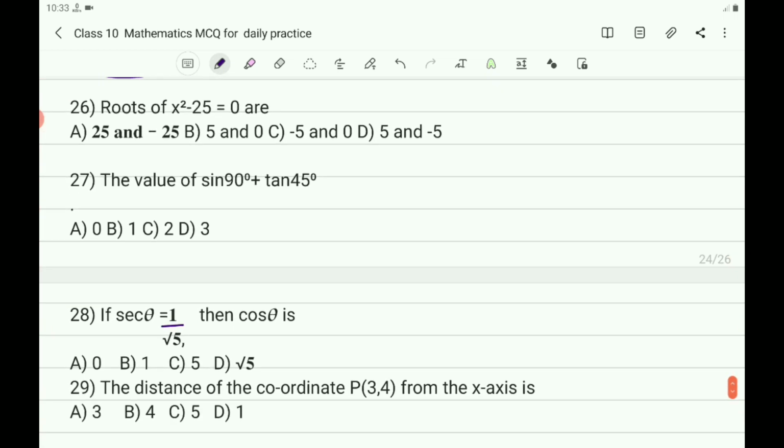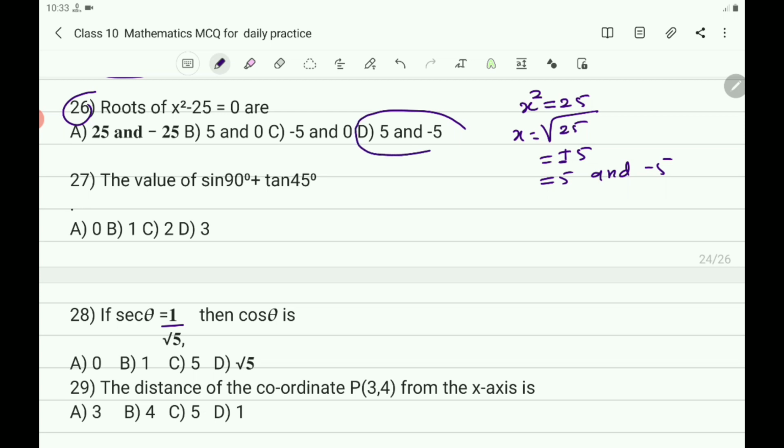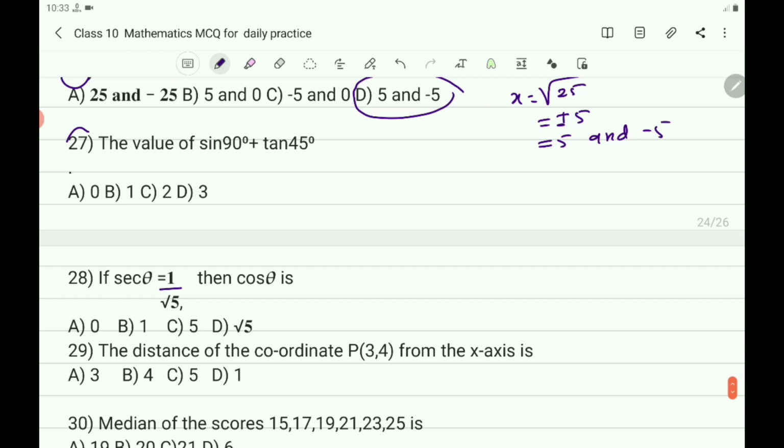Next, let us take question number 26. Roots of x square minus 25 are. Here you can get x square equals 25. Then x equals square root of 25, which equals plus or minus 5. That is 5 and minus 5. So what is the option here? 5 and minus 5.